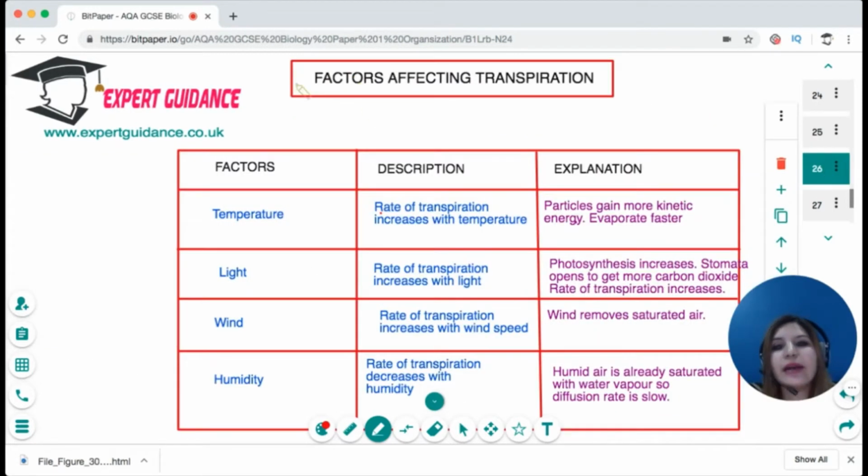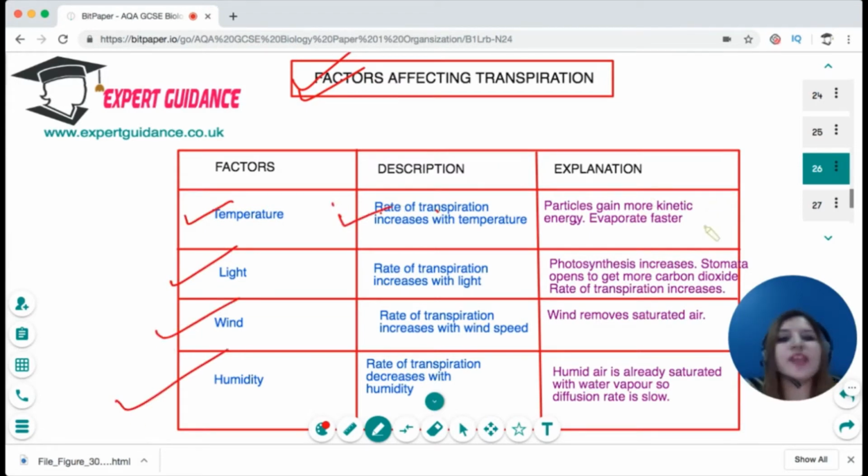Okay, now what are the factors that affect transpiration? It is temperature, light, wind, and humidity. With an increase in temperature, the rate of transpiration increases because the particles gain kinetic energy and start to evaporate faster. With light, the rate of transpiration also increases because, remember, as the rate of photosynthesis increases, the stomata open to take in more carbon dioxide, which increases transpiration.